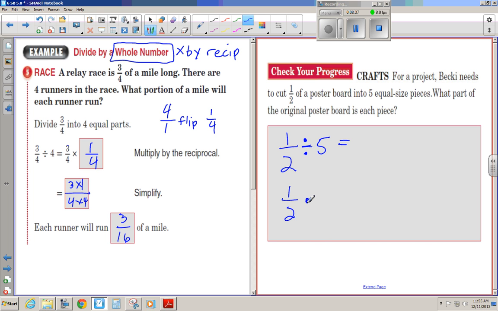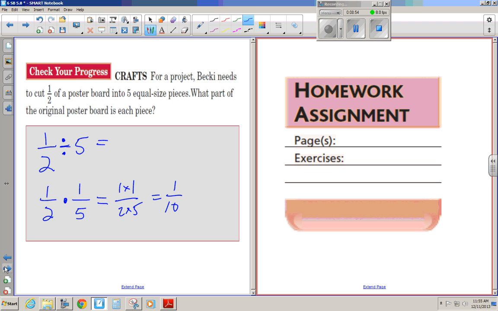Well, dividing by 5 is the same as multiplying by 1/5. So we have 1 times 1, 2 times 5, equals 1/10. And that's it. 1/10 of the original size.